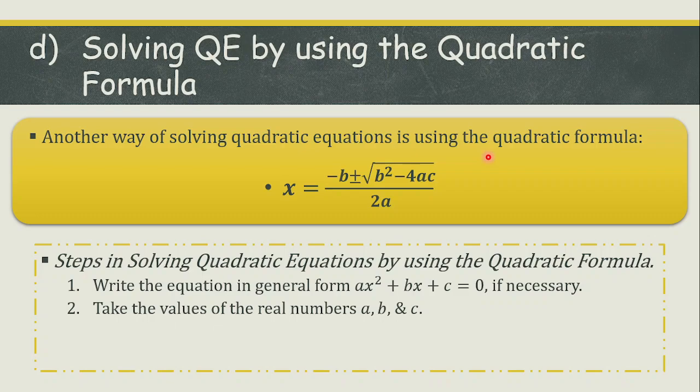Again, class, the a is the numerical coefficient of the quadratic term. Si b naman is the numerical coefficient of the linear term, and si c is the constant term. And take note, si step 2, yung pag-take ng values ng real numbers na a, b, c, hindi mo yan pwedeng gawin kung hindi pa siya naka-change sa general form. Kasi kung pipilitin mo, I am 100% sure na mali yung answer na makukuha nyo.